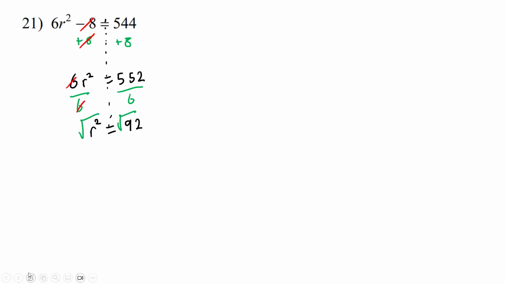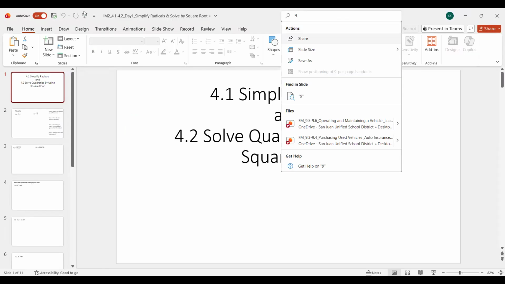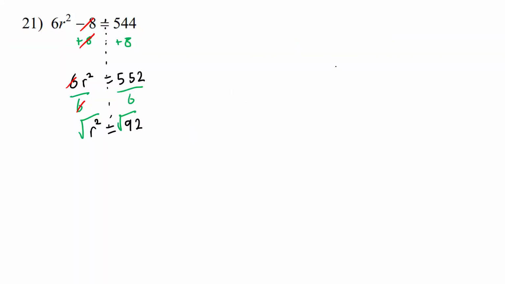The square root of 92. That's not a perfect square, so I need to do a buddy system on it. 92 goes 2 times 46. 2 is prime, that branch is done. 46 is 2 times 23.